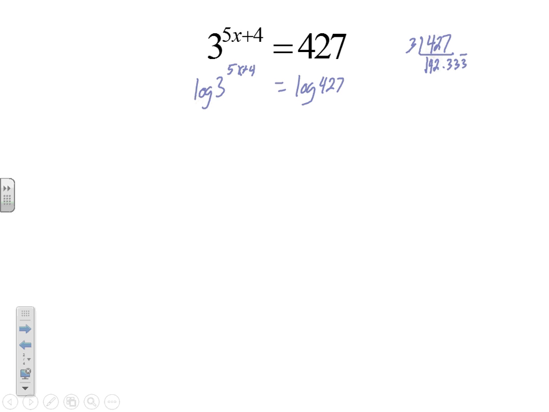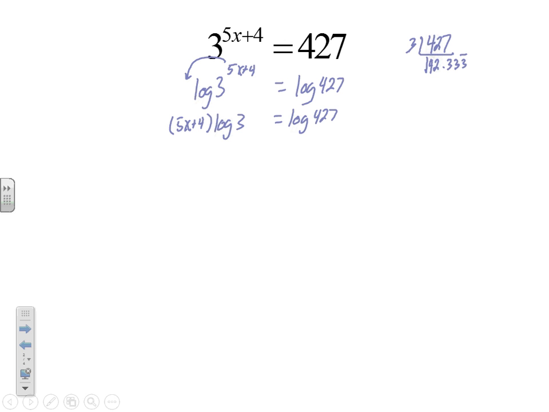Now, at this point, by converting the exponent into a logarithm, we can take the exponent, the 5x plus 4, and use the power rule and relocate it in front of the logarithm. So that would give me as an expression (5x plus 4) times the log of 3 to be equal to log of 427.